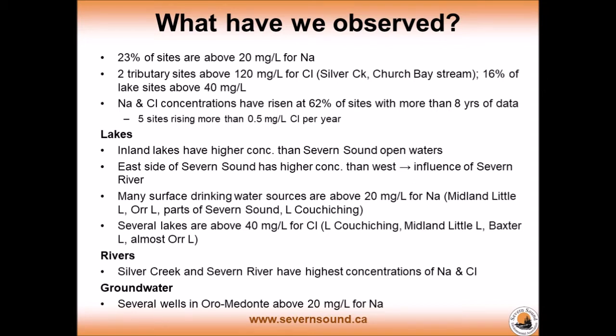Many surface water drinking water sources are above the 20 milligrams per liter threshold for sodium. This includes Little Lake, Orr Lake, Severn Sound, and Lake Couchiching. And we have several lakes that are above the 40 milligrams per liter for chloride. In terms of rivers, as I mentioned, Silver Creek has high concentrations, and the Severn River is also relatively high for both sodium and chloride. In terms of groundwater, we have several wells in Oro-Medonte that have concentrations for sodium above the 20 milligram per liter threshold.